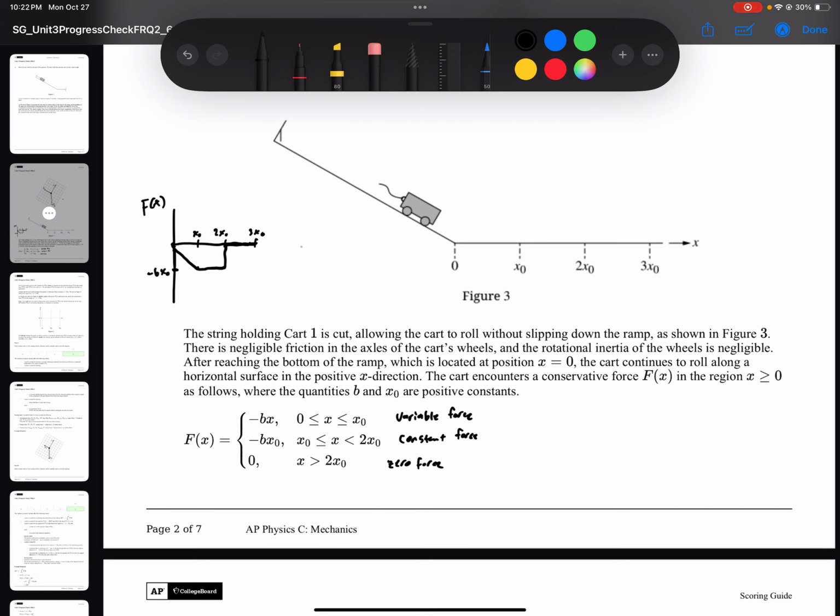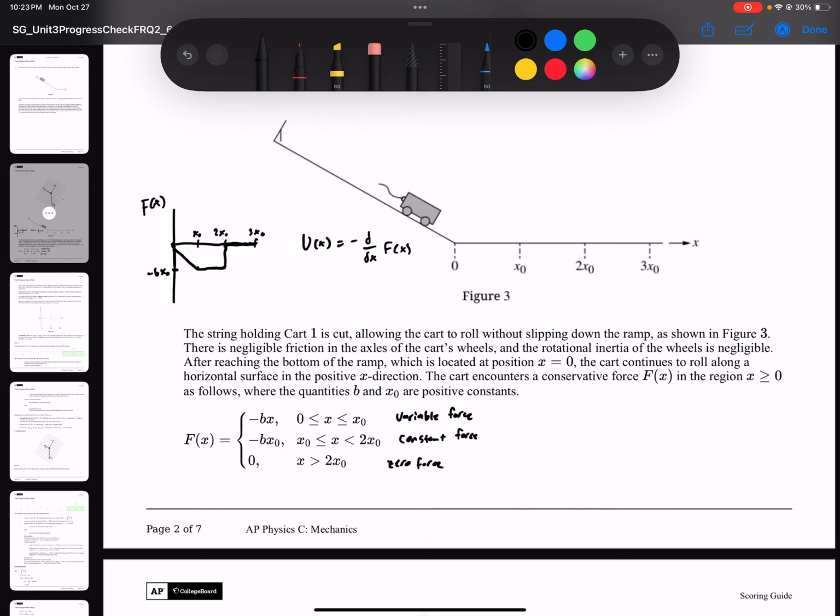To get the potential energy function, we know that the potential energy is equal to the negative integral of the force. That's how you get the potential energy from a conservative force. You don't have to plot it, but I'm going to plot it to help you understand what's going on. But more importantly, we're going to actually just evaluate the integrals. Here I already have them set up.